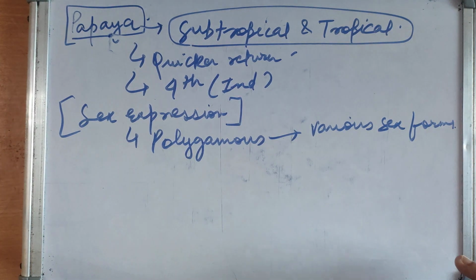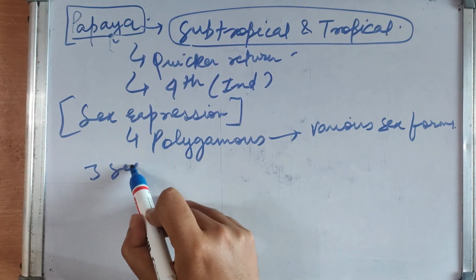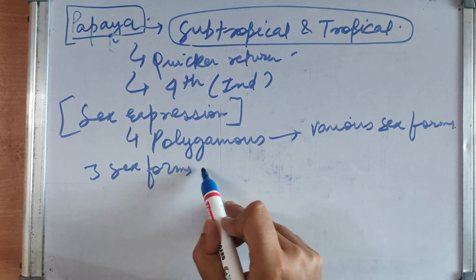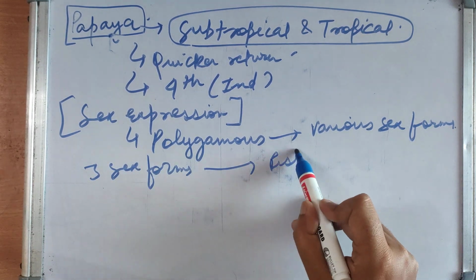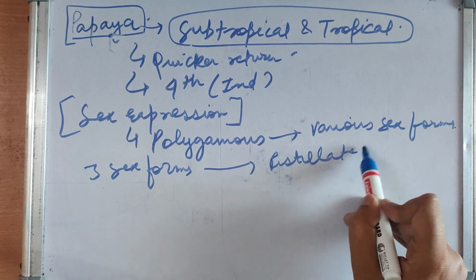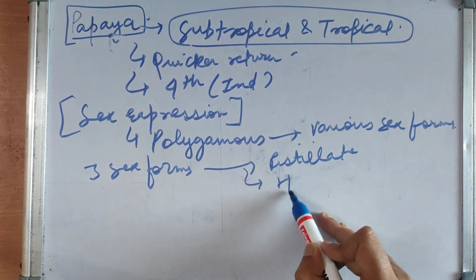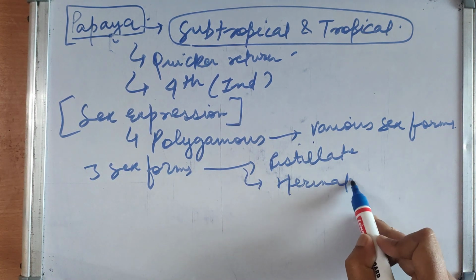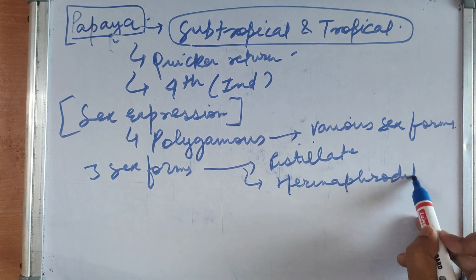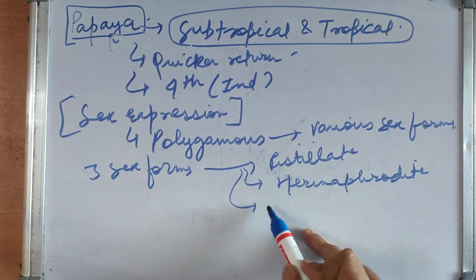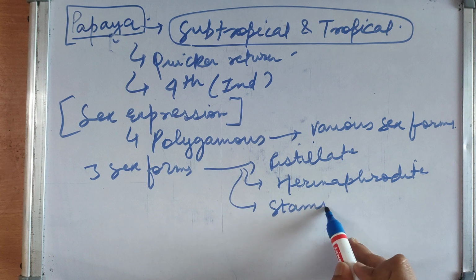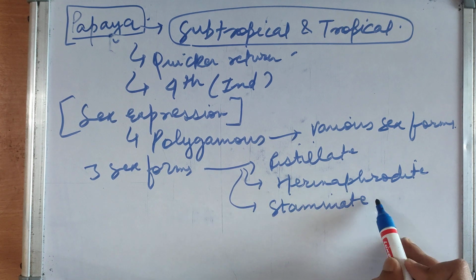The three sex forms commonly found are pistillate, that is having pistil; hermaphrodite, that is having both male and female; and staminate, that is having stamen.